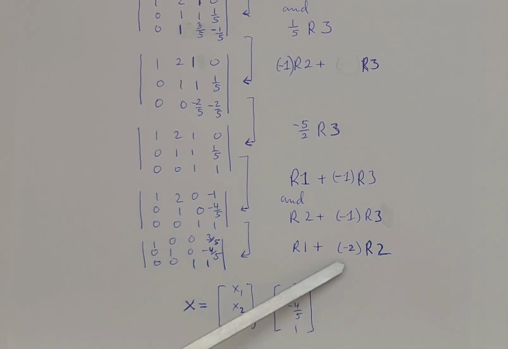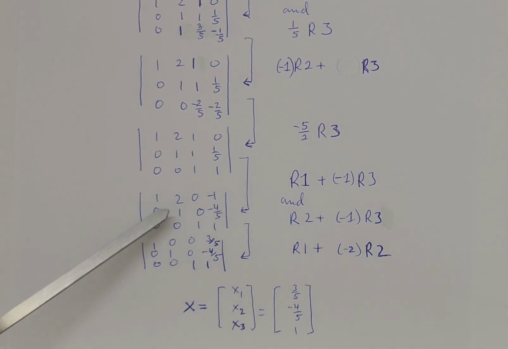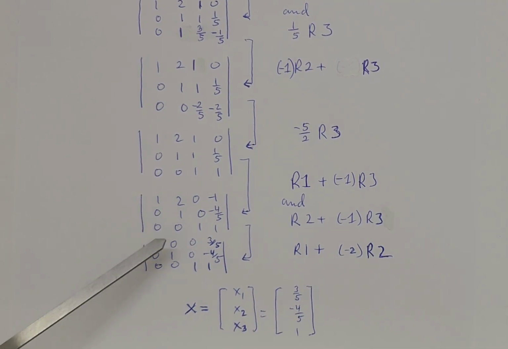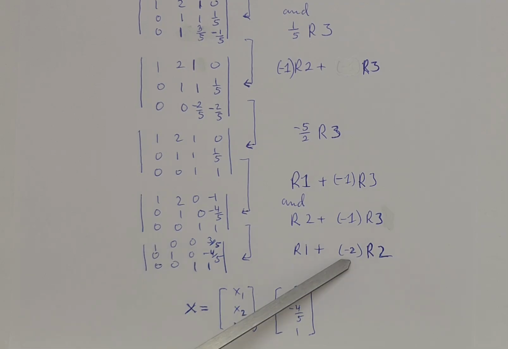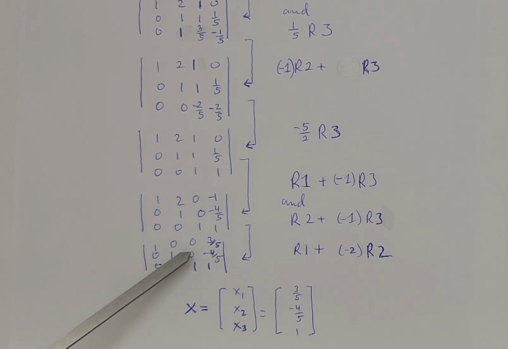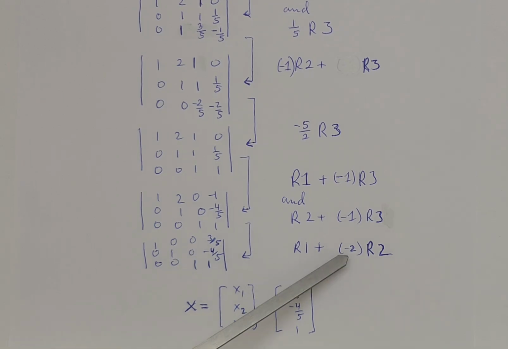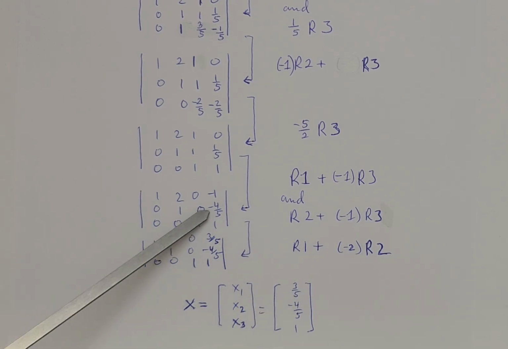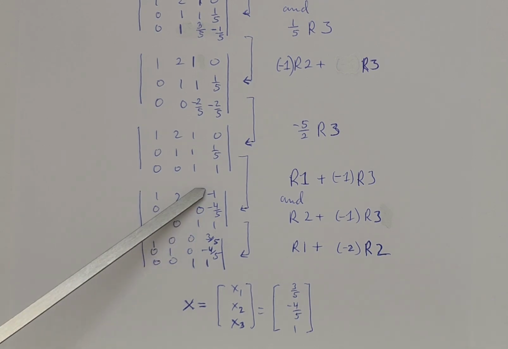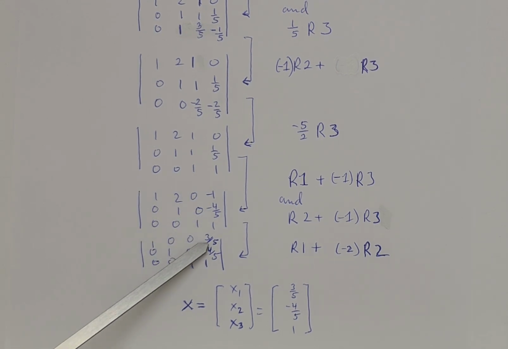One more time. Negative 2 times 1 gives me negative 2. Negative 2 plus 2 gives me this 0. Negative 2 times 0 is 0. 0 plus 0 is this 0. Negative 2 times negative 4/5 gives me positive 8/5. Subtract 1 gives me positive 3/5.